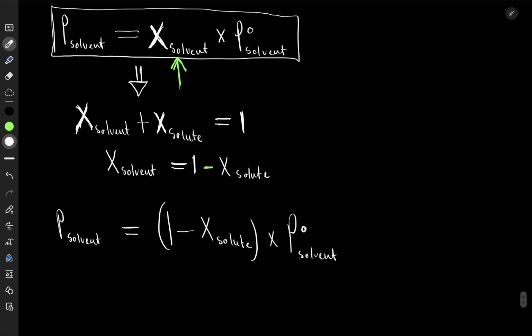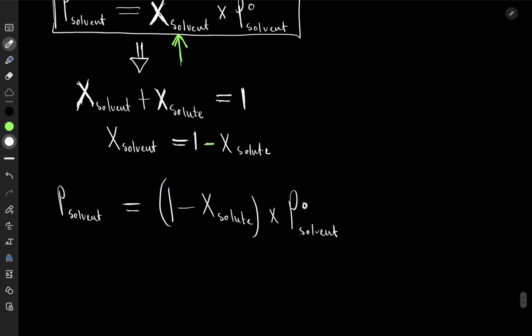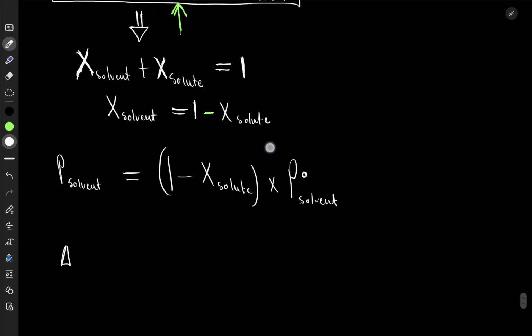And this would lead us to the two important formulas that we use. Remember, I won't derive them again. You can check the deriving video, but it's not important. The formulas we need: this is Raoult's law, but we won't use it like that.